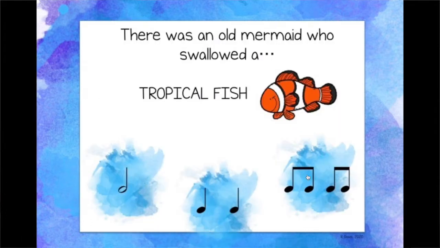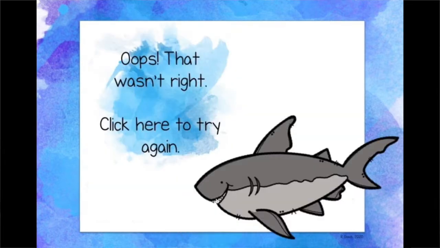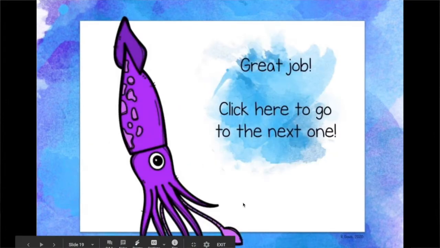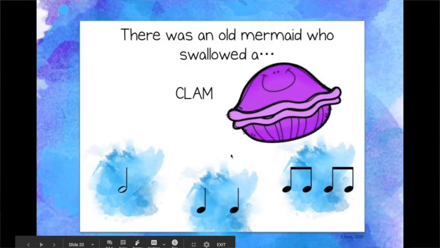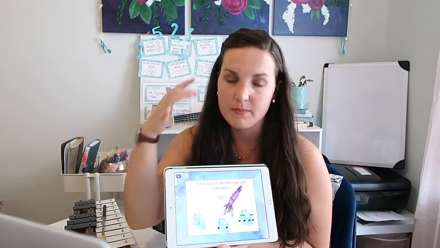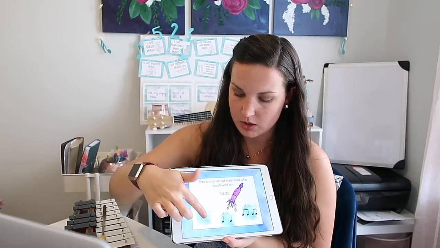And we just do this on the screen. So it goes along with the book, and it has each of the creatures that is in the book, and it says like there was no lady who swallowed a, and then whatever the animal is, and then we pick whatever the rhythm that matches that animal is. So like squid would be one syllable, so we're gonna go heads up.